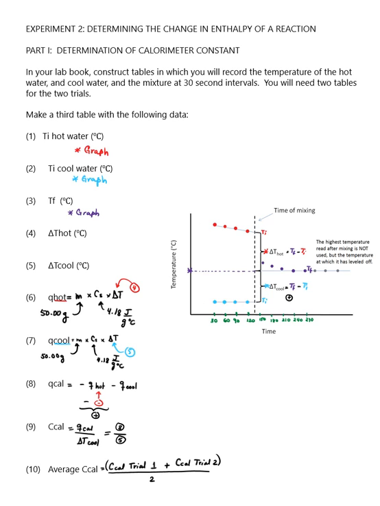So the final temperature for the hot water is lower than the initial. And then for the cool water, it's the opposite. The final is higher than the initial. So you can calculate your delta T hot. It should be whatever you have in number 3 minus the number that you have in 1. And that is going to give you a negative number.